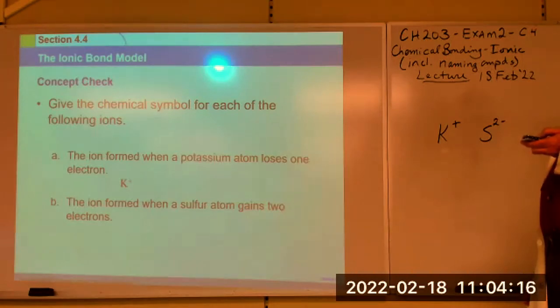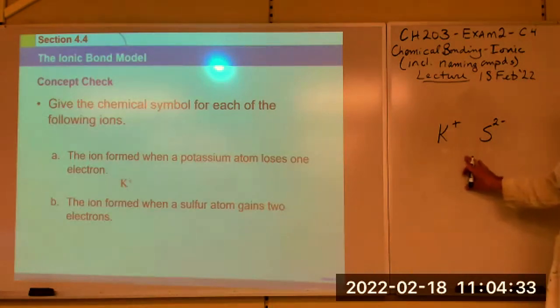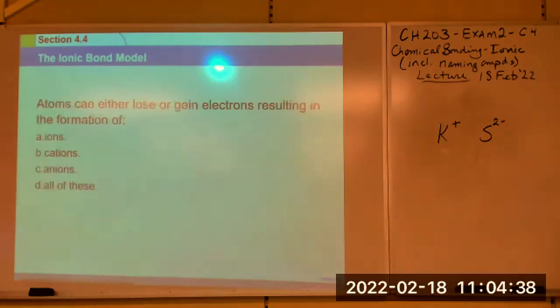Or for sulfur, it's easier for sulfur to gain two electrons than it is to lose six electrons. It looks like neon. Gain two electrons, it looks like argon. So these both look like argon, electronically speaking. So we can form ions by gaining or losing electrons. We can form cations, we can form anions. All of those are possibilities for ionic bonding.